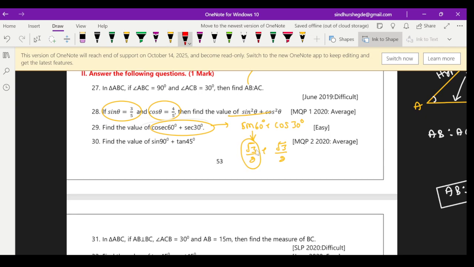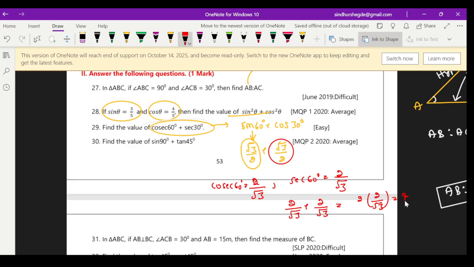Now cosecant 60 is nothing but the reverse of sin 60. So cosecant 60 is equal to 2 by root 3. Next, secant 30 degree is the reverse of cos 30 degree. Here root 3 by 2 is there, so that will become 2 by root 3. Now if you add both these things, what will you get? It is 2 by root 3 plus 2 by root 3, so 2 times 2 by root 3.